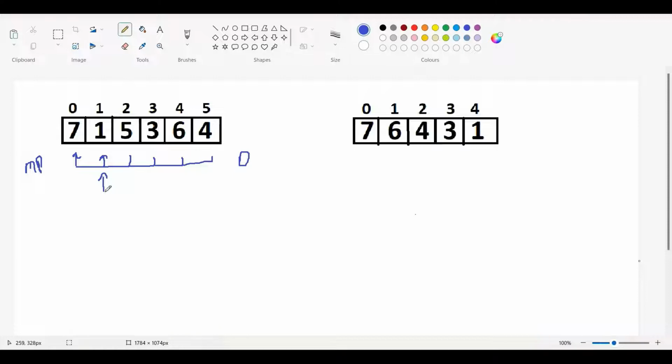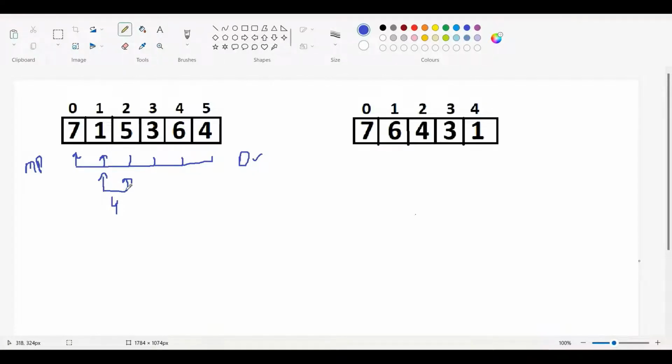If we start from here, our buying value is 1 now, and we move further and find that we can make a profit. So we update our maximum profit from 0 to the difference between the selling and buying prices. This gives me 4, because if we buy at a price of 1 and sell at 5, we make a profit of 4.